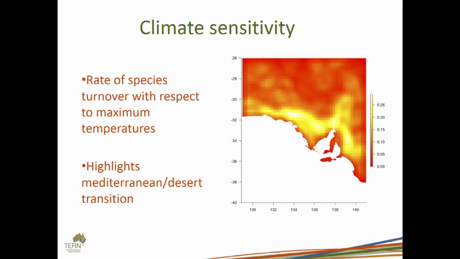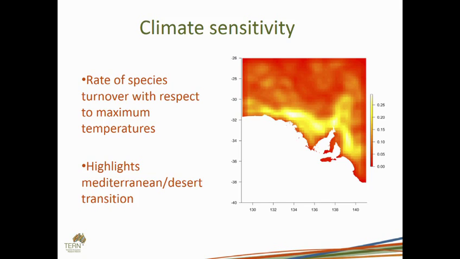And that hot yellow colour zone there is basically much higher sensitivity to climate spatially. So what we get is much higher turnover with temperature through those regions. And basically we've interpreted that as being a transition or an ecotone between the mesic south and the outback areas. The red areas on that map, there's still turnover with climate changes, but it's much slower, whereas in that yellow zone there, it's very rapid. So it doesn't take a lot of temperature change there to get completely different communities.